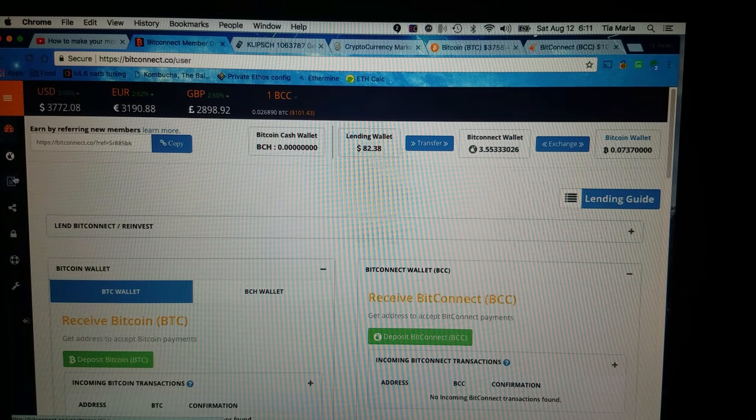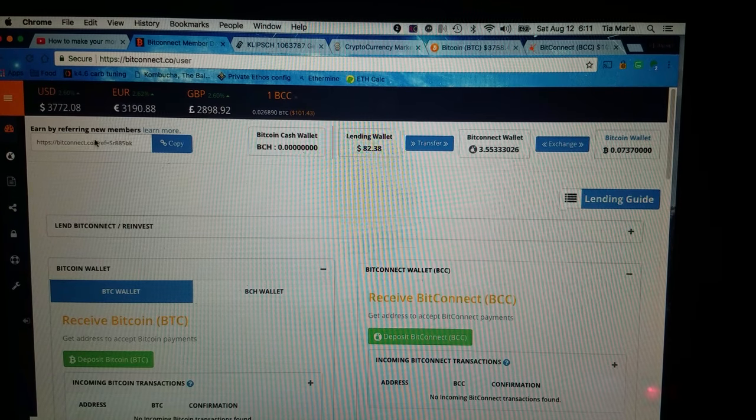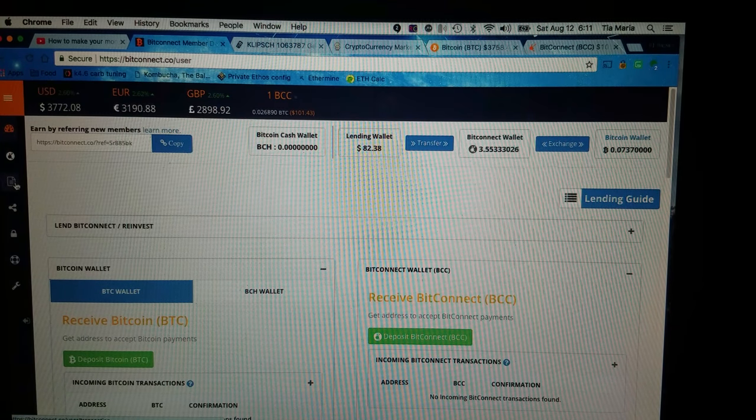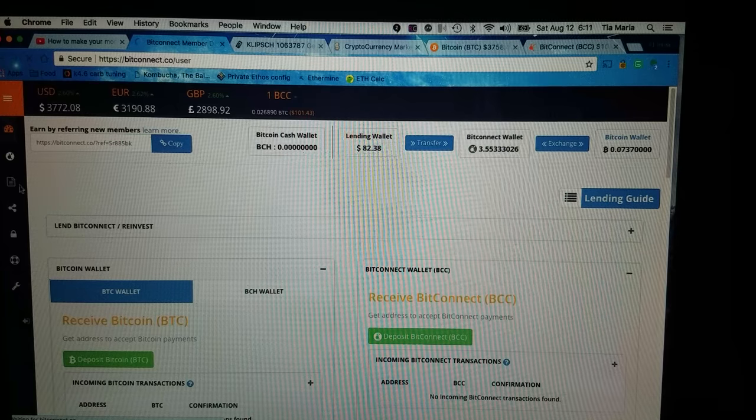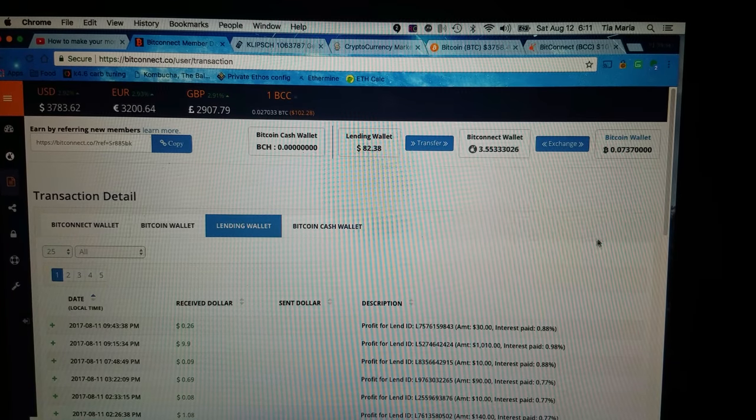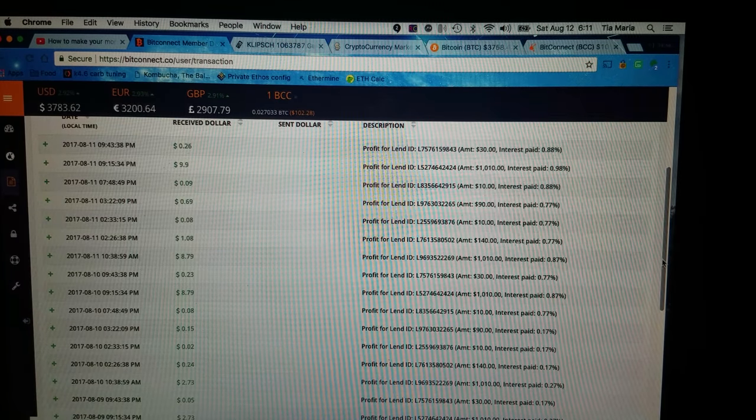I'm not promising any amounts at this point, just because it's not something I'm really trying that hard to recruit people for, but I understand that it works well, and it's a nice system. So if we go here to the lending wallet, you can see how much I've been earning, if you can read that.